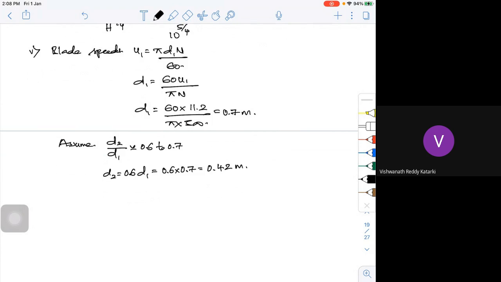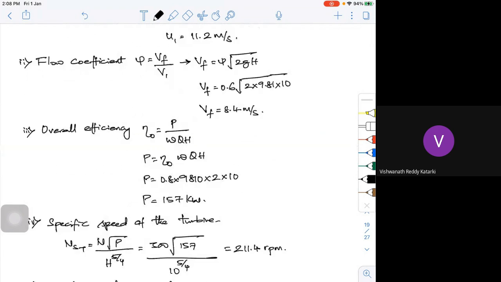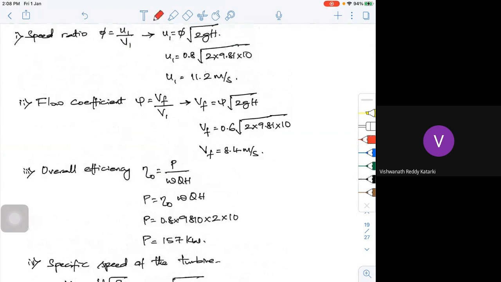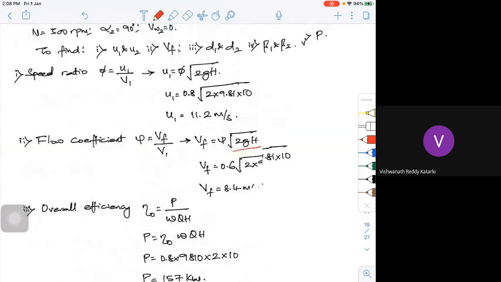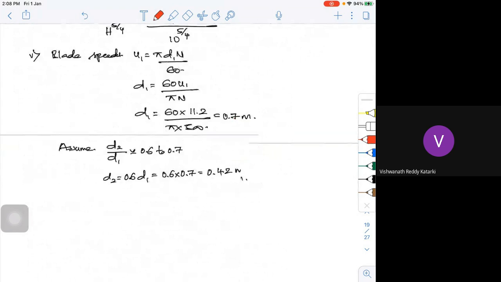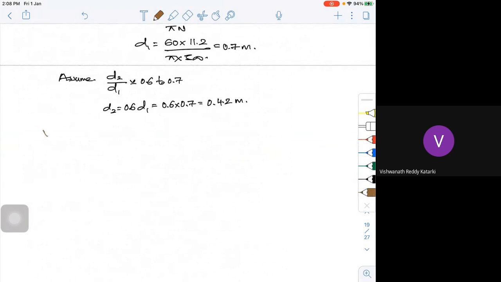So what is my V1? If I want to find V1, this is my V1. V1 is equal to root 2gh, assuming Cv is equal to 1. That is root of 2 into 9.81 into 10. So I'm getting around 14 meters per second. So these are the parameters that we have.